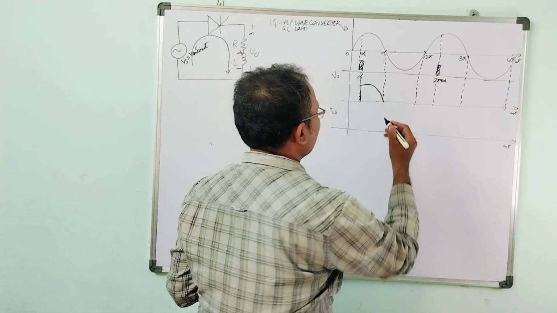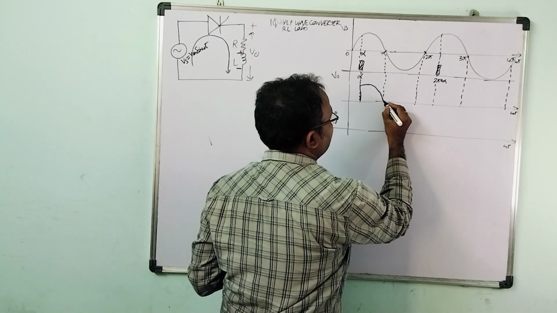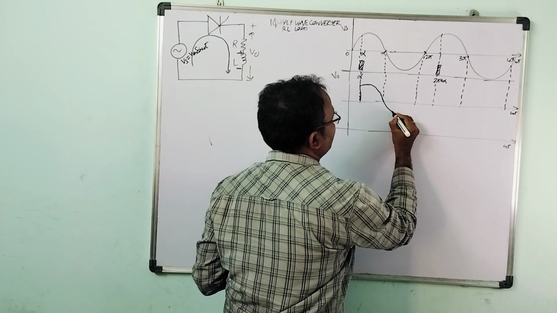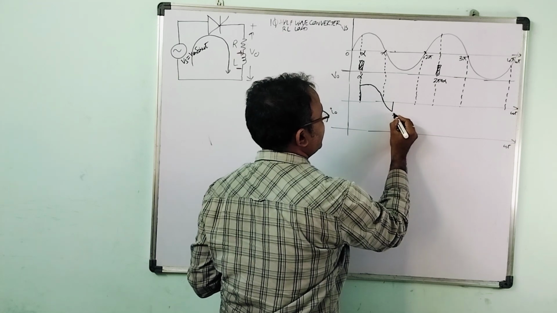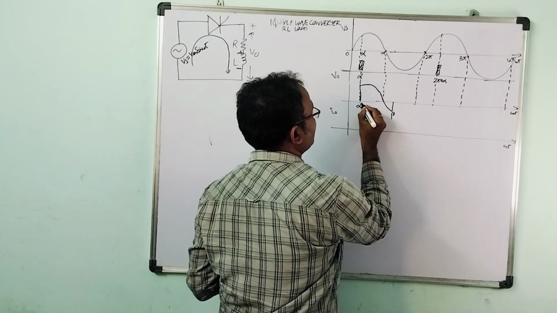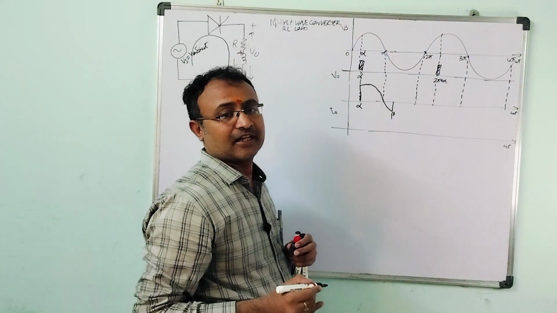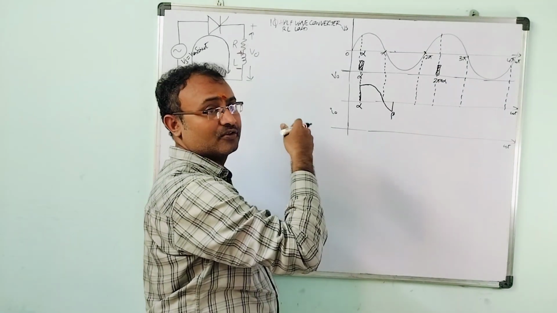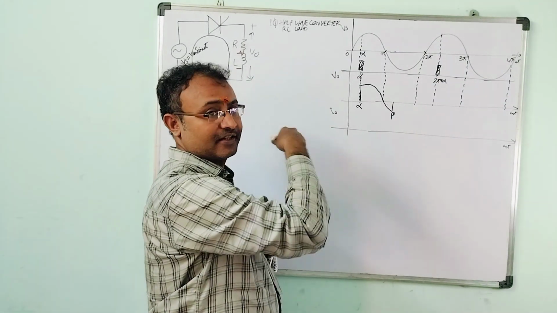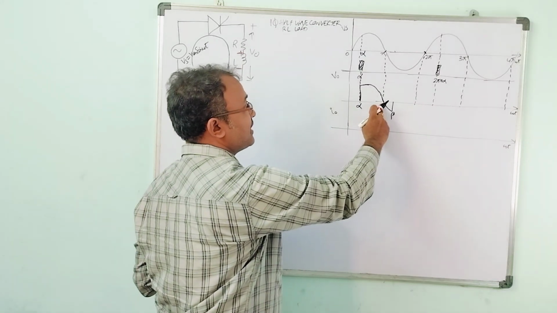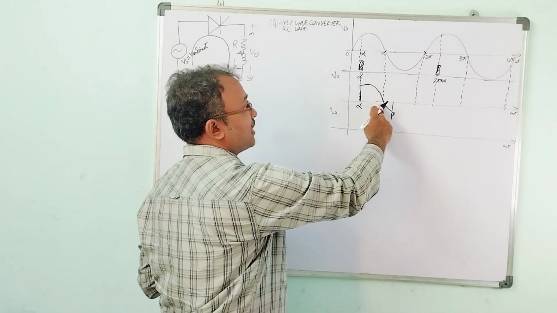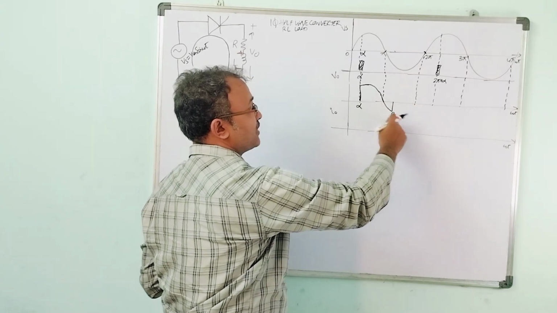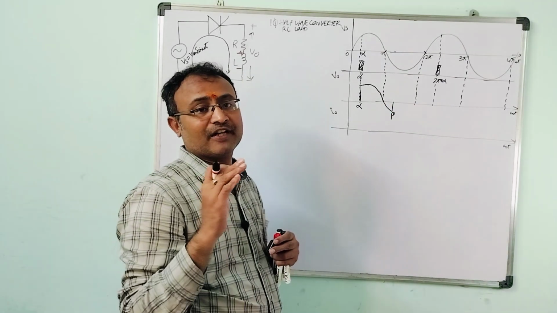current, it will continue to conduct till an angle beta, which is called the extinction angle. So from alpha to beta the thyristor will continue to conduct. Till beta, it will continue to conduct. In the previous case it was a resistive load. In that case, exactly at an angle pi, the output voltage becomes 0. So automatically from pi to 2 pi, during this interval, the thyristor will be reverse biased.